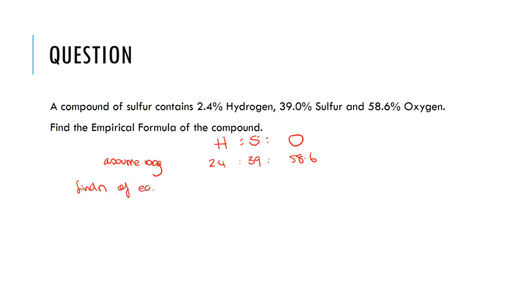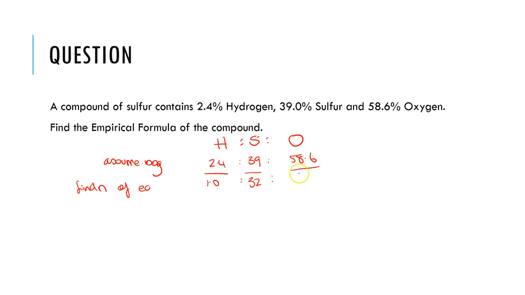Okay, next step was to find n of each. So I'm going to find n, so I'm going to take my mass, 2.4, and divide by my molar mass. Well, the molar mass of hydrogen is 1, and the molar mass of sulfur is 32, take my word for it for now, and then the molar mass of oxygen is 16.